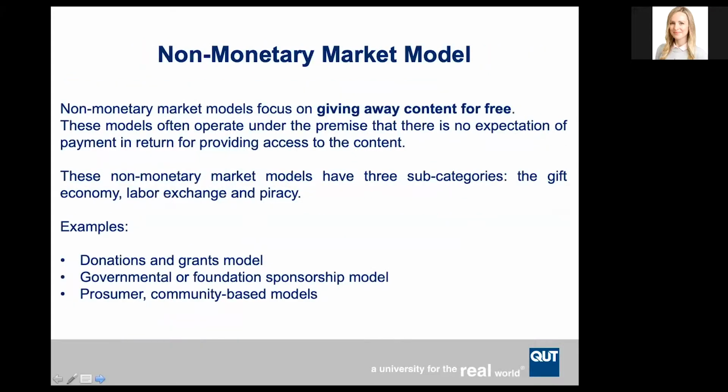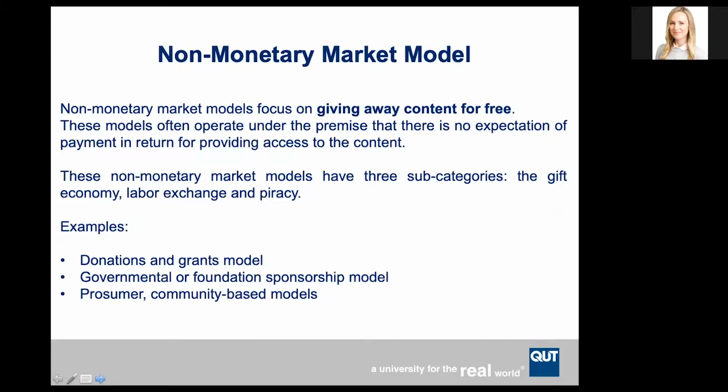So non-monetary market models, these focus more on giving away content for free. So it's not so much about where the money comes from and who's accessing the content, but a blanket, this content is being given away for free. These models often operate under the premise that there is no expectation of payment in return for the content to be accessed. And in these particular models, there are 3 subcategories known as the gift economy, labor exchange, and piracy. So some examples which exist in the publishing of textbooks ecosystem is the donations and grants model.